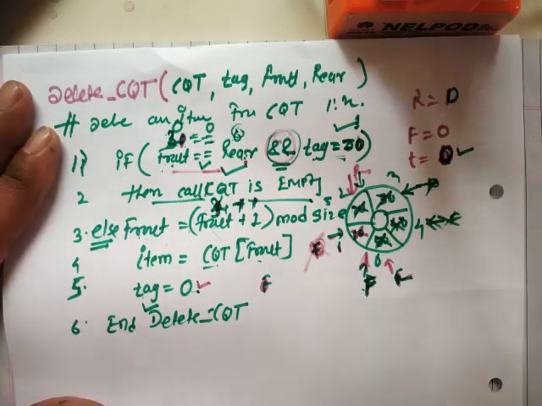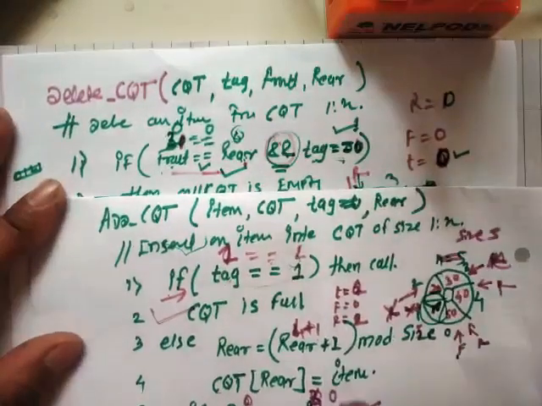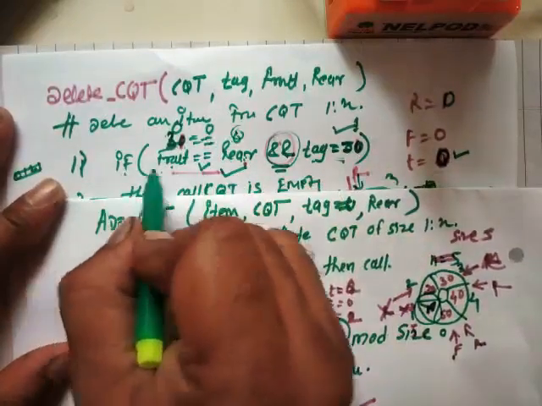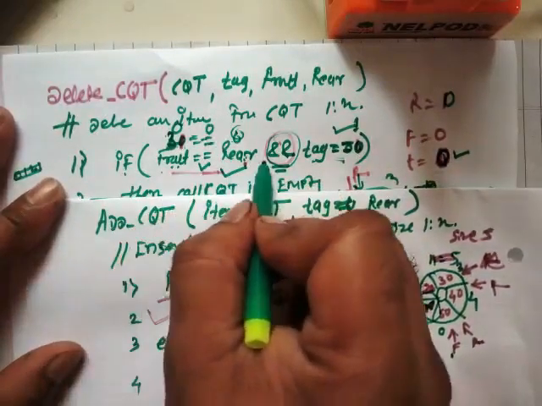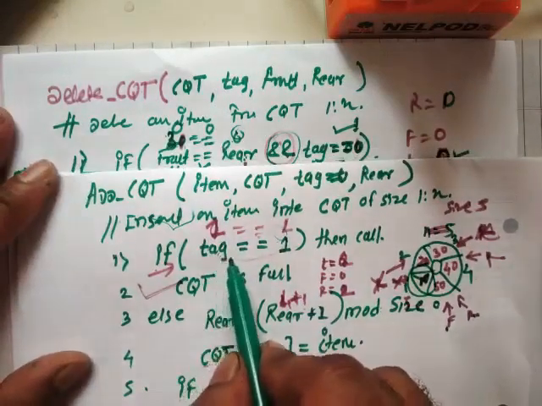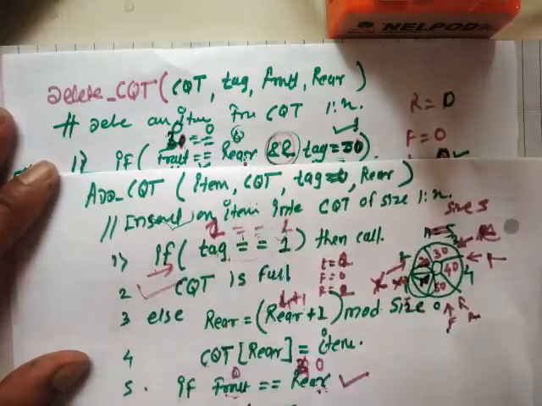Now you can observe that we overcame the second problem, that is the queue full and queue empty condition as well. Here we are checking the queue empty condition, which is front equal to rear and tag pointing to 0. And the queue full condition is tag equal to 1. So there is no ambiguity in these two statements.